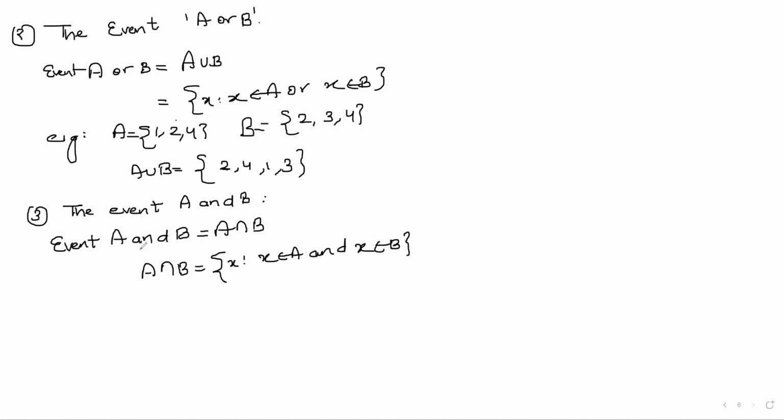So A intersection B means the common part, which belongs to both A and B. For example, if you take this question, A is this, and the common part is 2, 4. So in this case, the intersection, the event A and B, will be 2, 4. So this is a very simple topic. Please note this down, complete the previous question, and share your answer. Please do the second part of the previous question. Krishna, very good. That is correct. Yusra, please share your answer.